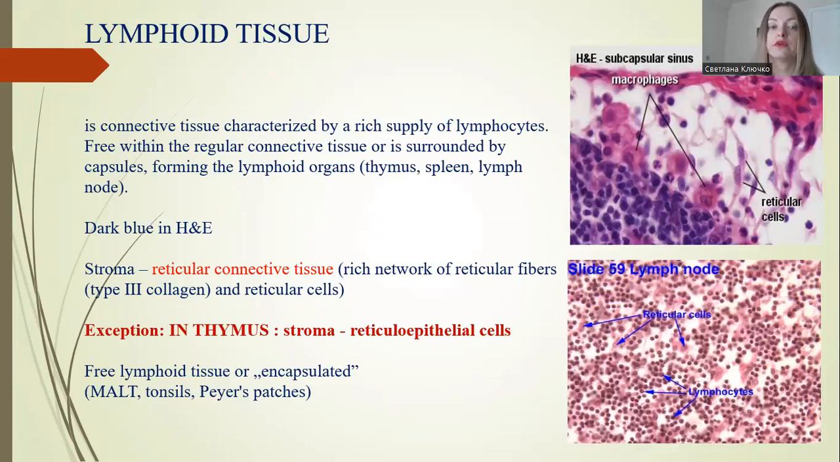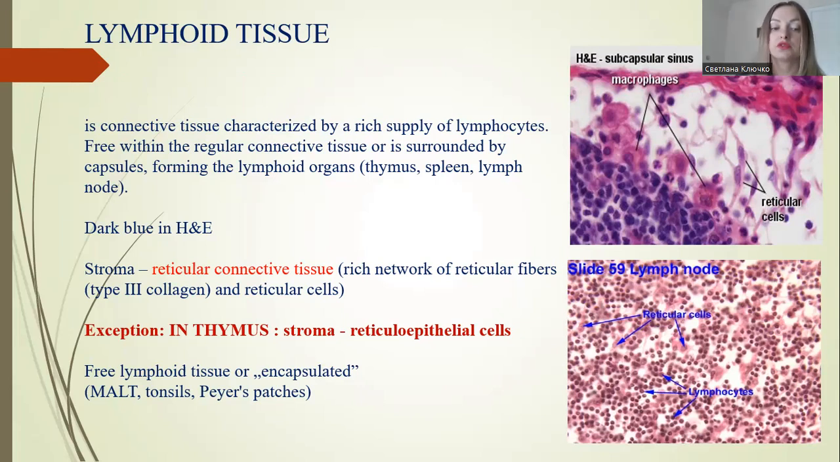Lymphoid tissue, common overview. A lymphoid tissue is connective tissue characterized by a rich supply of lymphocytes, free within the regular connective tissue or surrounded by capsules forming the lymphoid organs: thymus, spleen, lymph node. It is dark blue in hematoxylin and eosin stain. The stroma of lymphoid tissue is reticular connective tissue. Do you remember this is a type of connective tissue with special functions? Reticular connective tissue consists of a rich network of reticular fibers, type 3 collagen, and reticular cells. We have an exception: in the thymus, the stroma consists of reticuloepithelial cells. They have origin from ectoderm, but reticular connective tissue is derived from mesoderm.